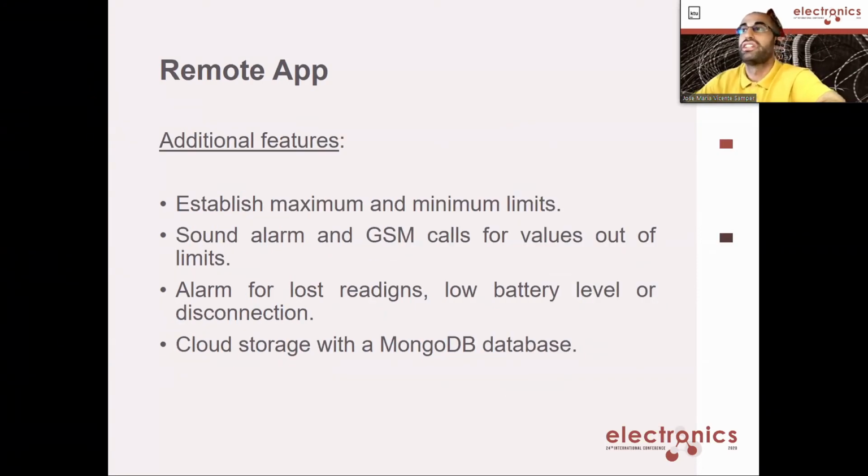In addition, the app has special features. We can establish a maximum and a minimum limit of the measured values, and the application will sound alarms or make telephone calls for values out of limit. Also, there are alarms for lost readings, low battery, or Bluetooth disconnection. And finally, it's possible to store the values in a remote MongoDB database to access from remote.